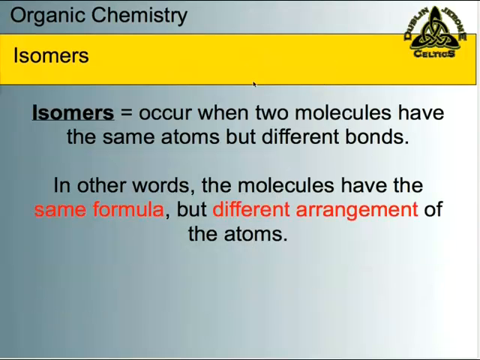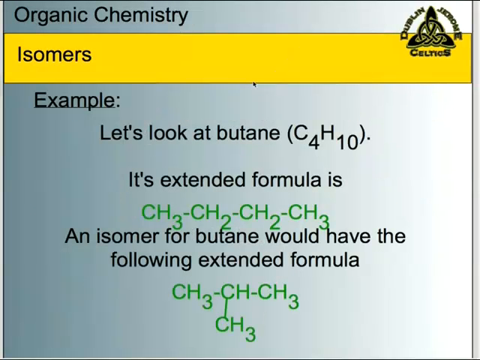An isomer, by definition, occurs when two molecules have the same atoms but different bonds. In other words, the molecules have the same formula but a different arrangement of the atoms. If you look here, we're going to look at butane. Butane is C4H10, 4 carbons and 10 hydrogens, from the podcast before. Its extended formula is CH3 connected to CH2, connected to CH2, connected to CH3. This is the extended formula.